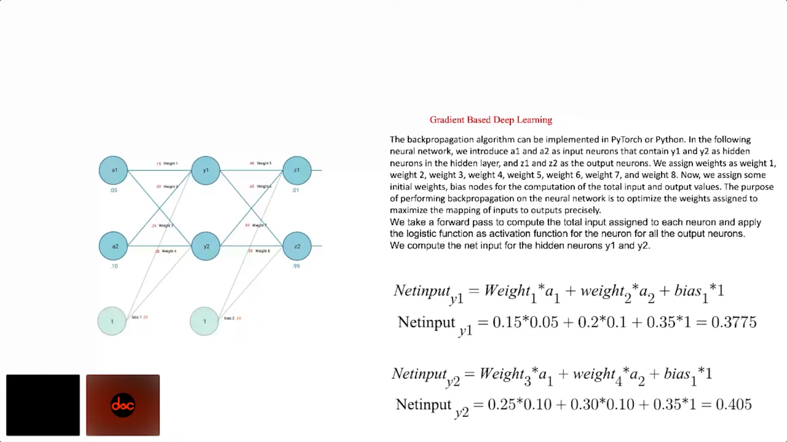So basically, we're going to assign some initial values, because you don't want to assign something arbitrary or something with bias. You want to initialize with values that are optimized, so we initialize this neural network and assign some weights. For example, we are assigning weight 1, weight 2, weight 3, weight 4, weight 5, weight 6, and weight 7, and so on and so forth. We are assigning a weight for each of these neurons, and then we assign some initial weights to it. And also for the bias nodes, you can apply some computation of the total input and output values.